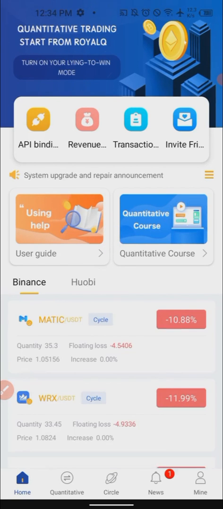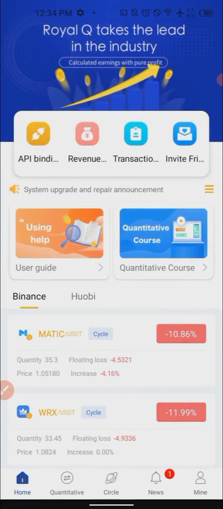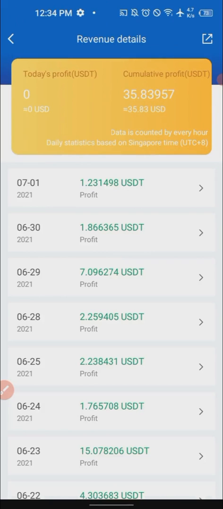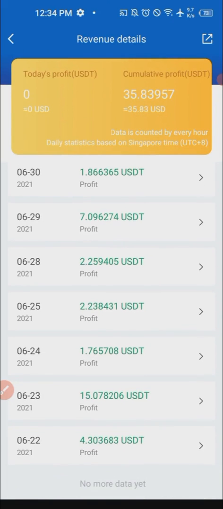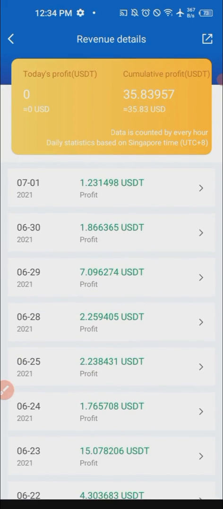So this is an account that is trading Matic, WRX, AVE, FTT, Kava, and NEO. And let us look at our revenue. So this account is trading about $440. It started trading on the 22nd of May. Today is relatively 2nd of June. So this is about 10 days interval. And in 10 days, we've been able to make 35 USDT from trading $440.